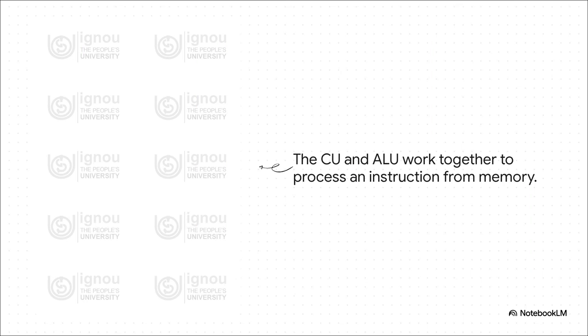Let's say you want to add 2 numbers. The control unit, the manager, goes to memory and grabs the add instruction. Then it tells the 2 numbers to head over to the ALU. The ALU, the calculator, does the addition. And finally, the control unit takes that result and sends it right back to memory to be stored. It's this beautiful, efficient little dance that happens millions of times a second.